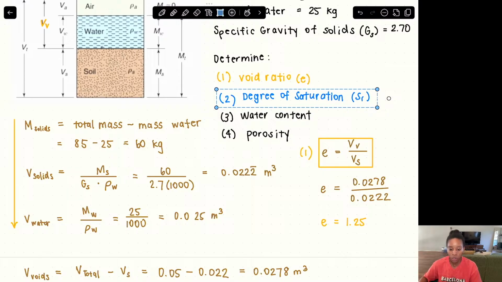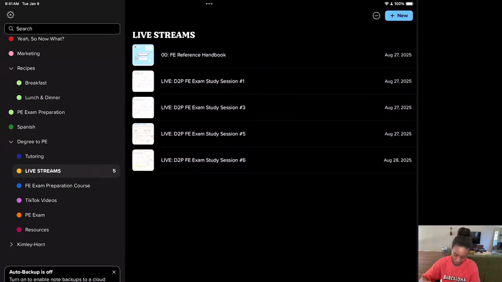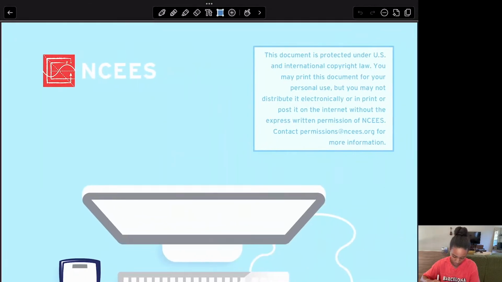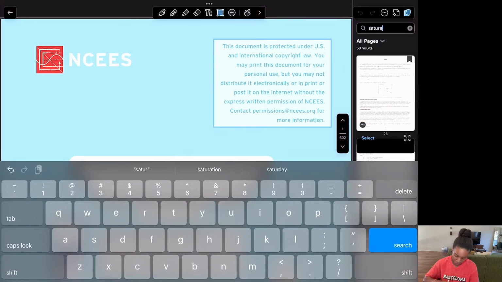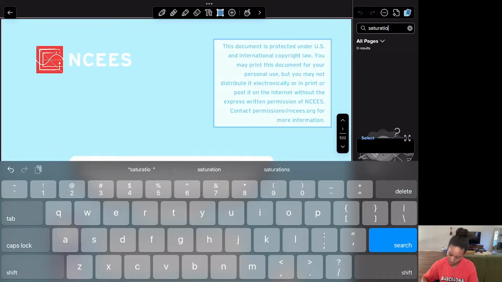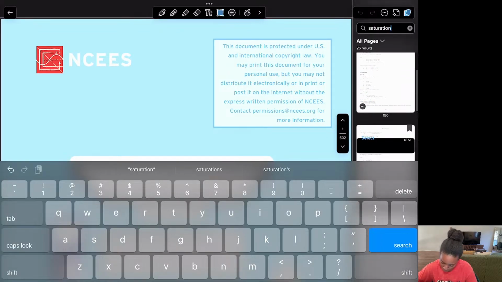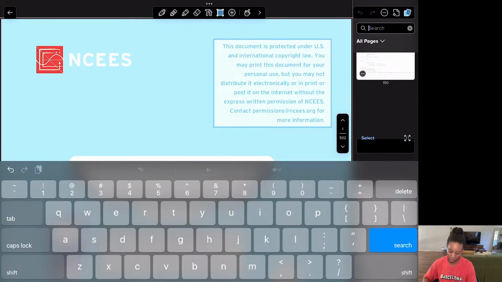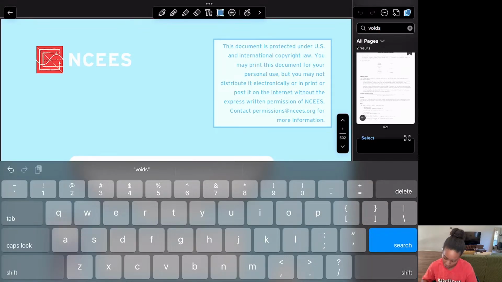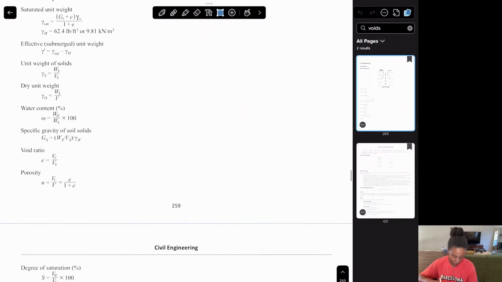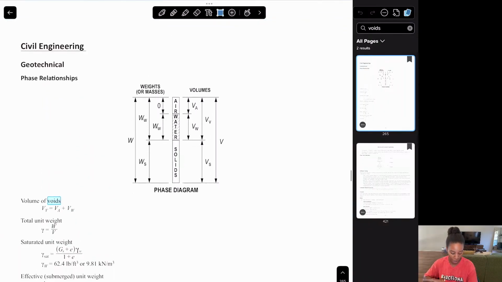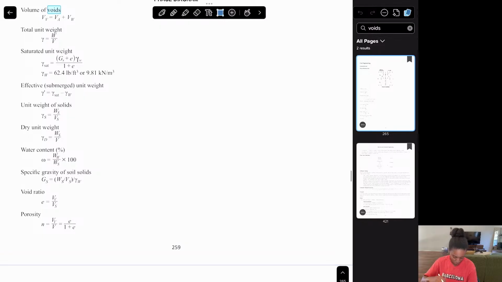All right. So degree of saturation, again, going back to the reference manual. And let me pull it up on here so you guys can see that it's really in there. Really all the information that you need. So I'm just going to search saturation. 26 results. Okay. I'm going to go back to the geotech. I searched voids and that gave me less results. Okay. So we're back to the phase diagram in the FE reference manual on page 259.